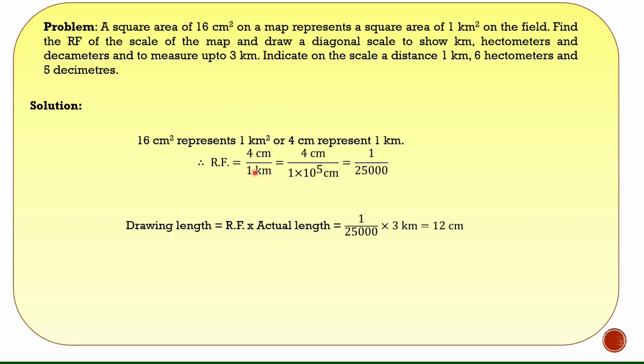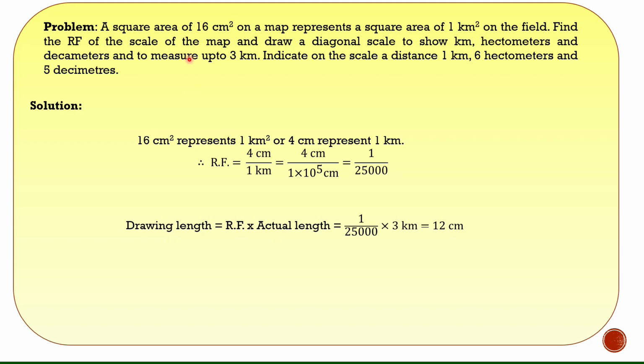Now solution, first we have to find the RF value. 4 centimeters is going to be shown as 1 kilometer, that means 16 centimeters square. So that means 4 into 4 will give 16 centimeters square. So 4 centimeter by 1 kilometer. Now we have to go for the unit conversion, that is 4 centimeter. So here 1 into 10 power 5 centimeter, which is going to give the ratio of this one.